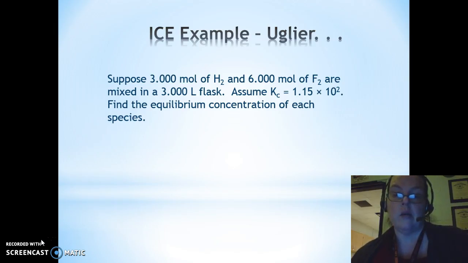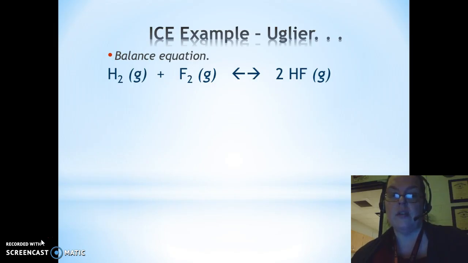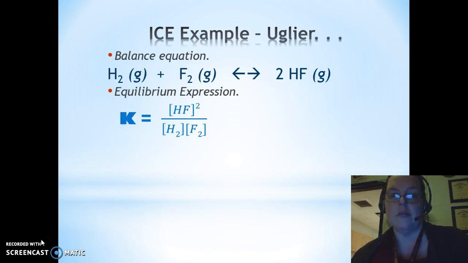Well, the first step is always to balance the chemical equation. So we have H2 and F2, and that yields 2HF gas. So we have to always make sure we have a balanced equation, first step. Second step, we have to write the equilibrium expression. So looking at the balanced equation, we can see that the equilibrium expression is going to be HF squared divided by H2 times F2, and that's exactly what it is.